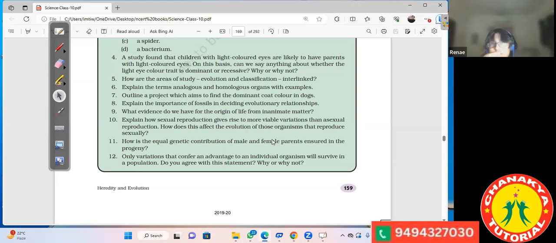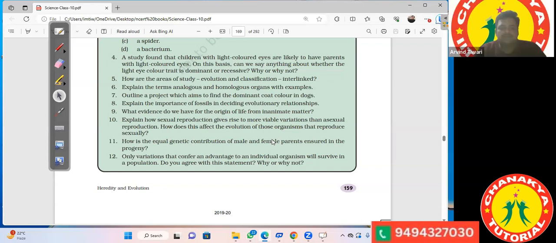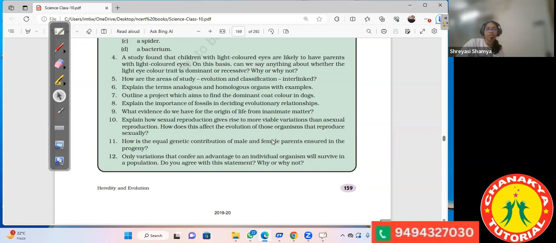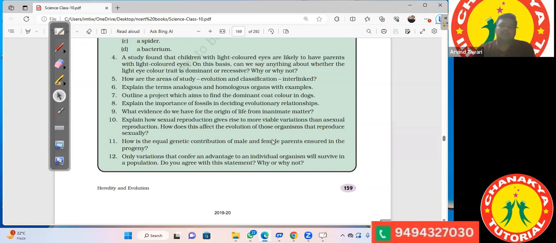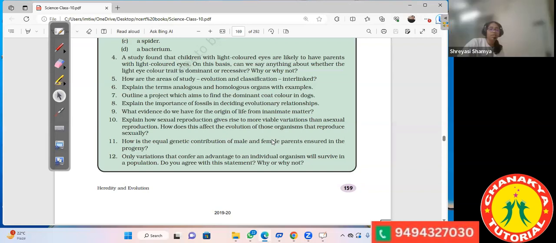Yes, sir, we cannot say it on the basis of children. We can say it on the basis of parents. On the basis of children, we cannot say whether both the parents had light colored eyes or one of them had dark colored eyes. So we cannot say it is recessive or dominant on the basis of children. If we say it in terms of children, we don't know whether both parents had light colored eyes or one had dark and one had light.